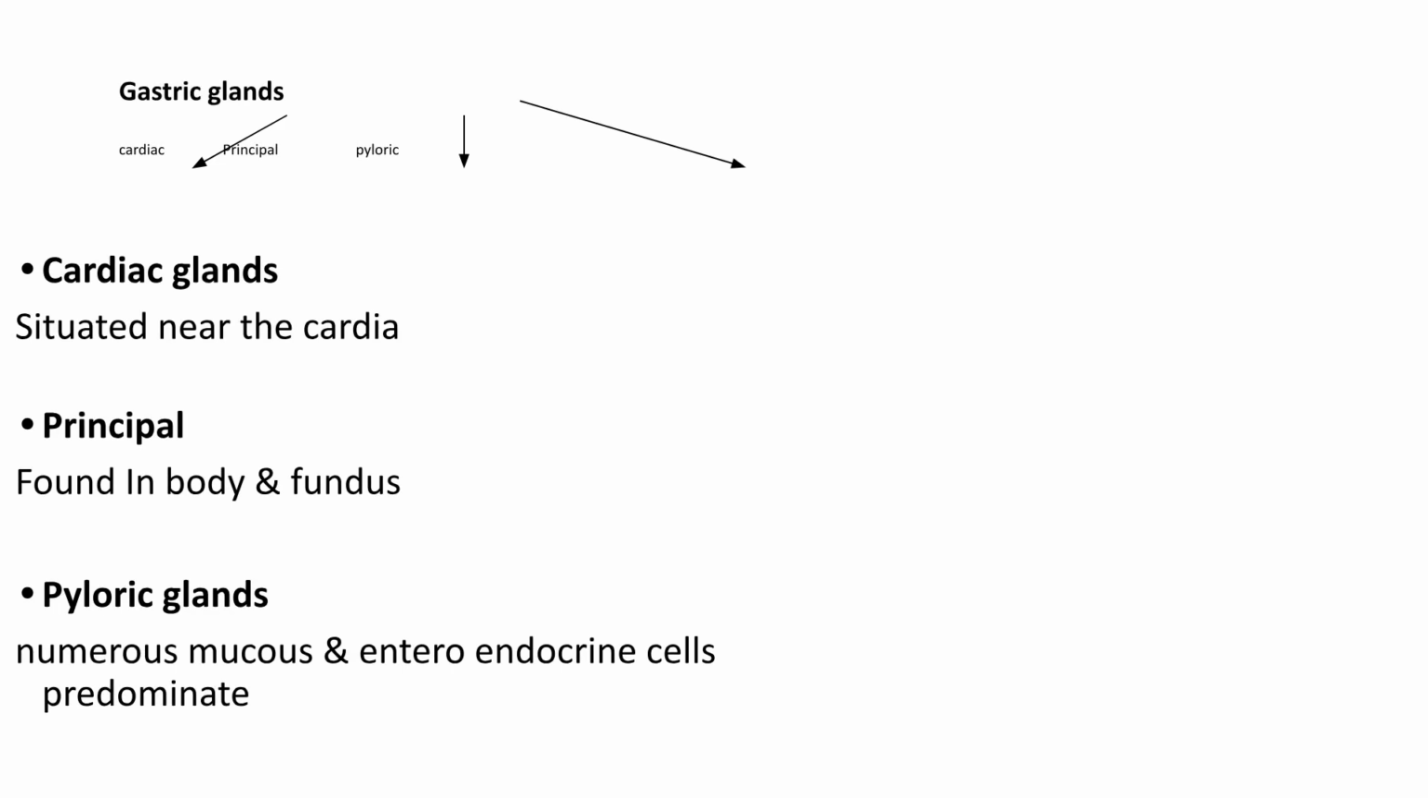Gastric glands are divided into 3 types: cardiac, principal, and pyloric. Cardiac glands are situated near the cardia. Principal glands are found in the body and fundus. Pyloric glands contain numerous mucus and enteroendocrine cells.